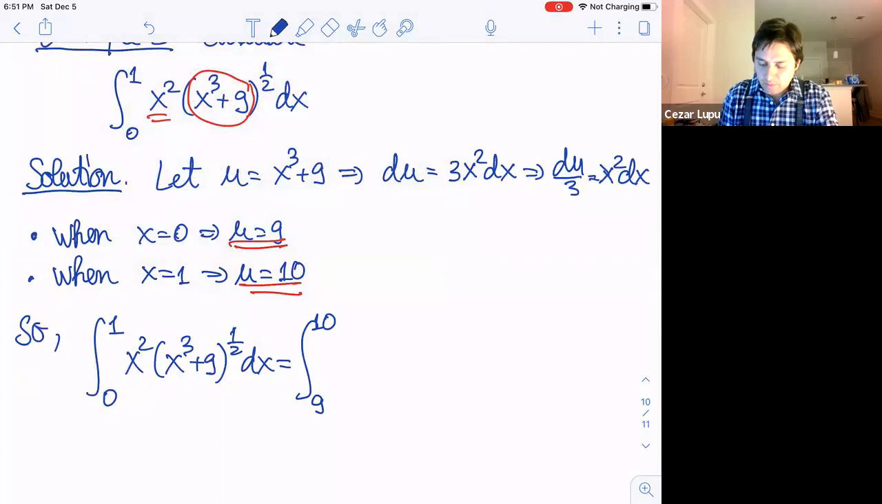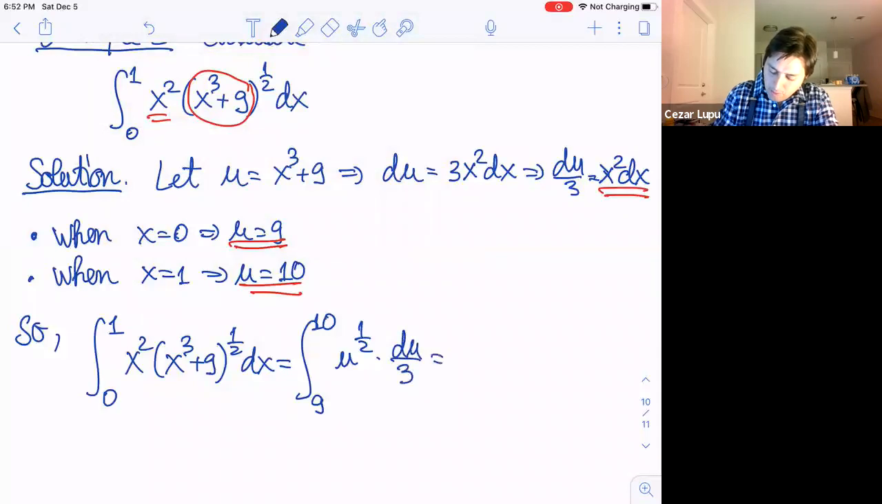x squared dx will be, so it will be the square root. So it will be u to the power 1/2 times, and now x squared dx, if you look here, is nothing else than du over 3. So this would be 1/3 times the integral from 9 to 10 of u to the 1/2 du.